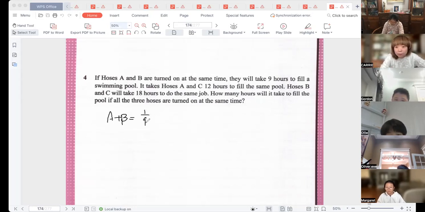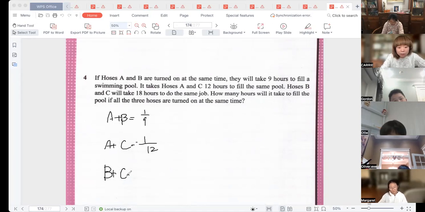Okay, so they will take 9 hours to fill the swimming pool, right? It takes hoses A and C 12 hours to fill the same pool. So A plus C equals what? 1/12. Very good. And hoses B and C will take 18 hours. 1/18. Very good. How many hours will it take to fill the pool if all 3 hoses are there?